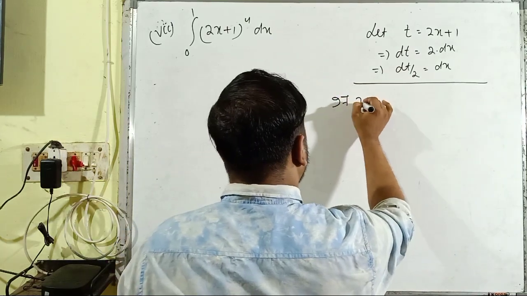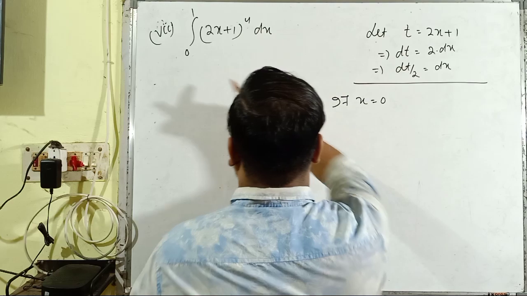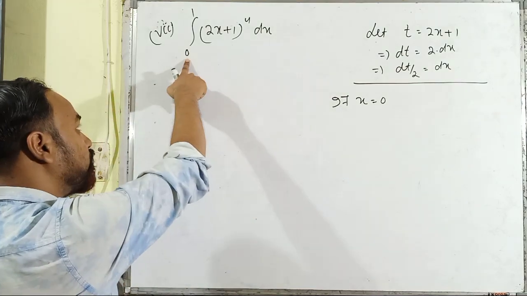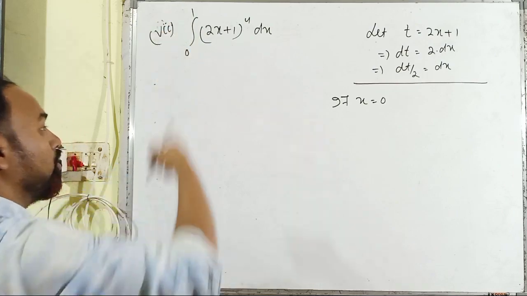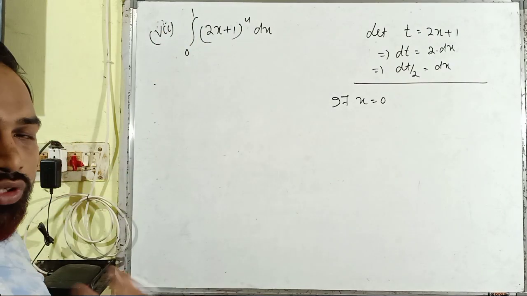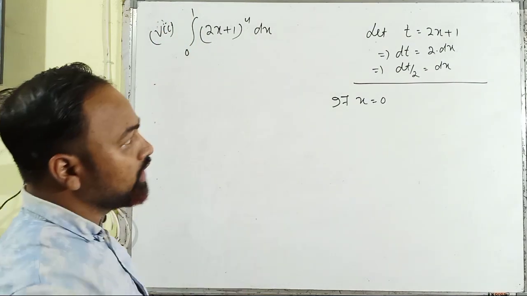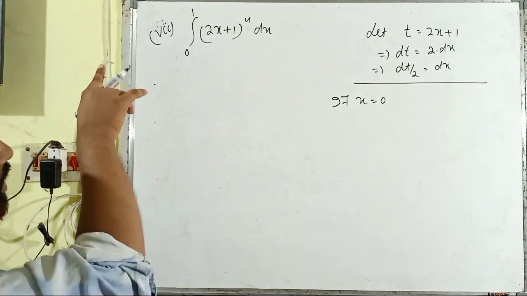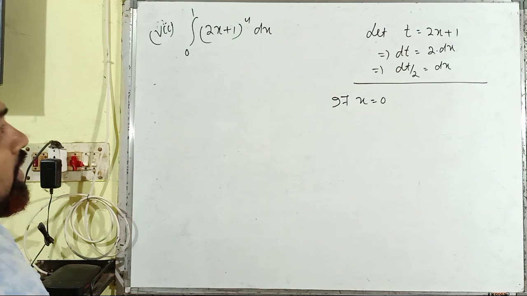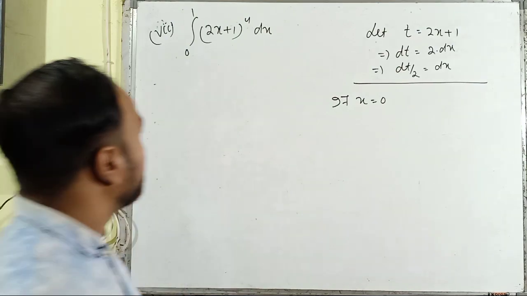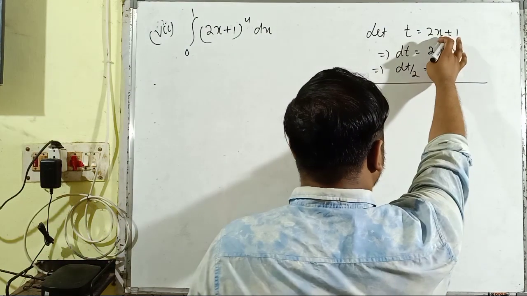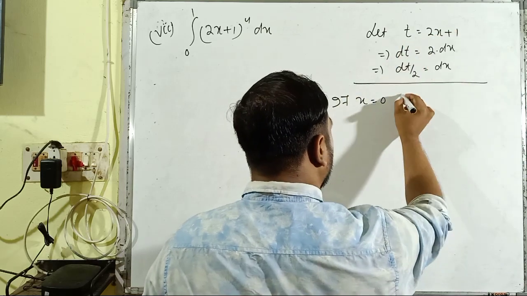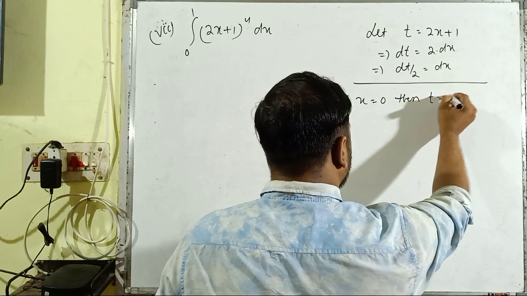If x is equal to 0, because the lower limit is 0 here, we have to substitute also the lower and upper limits according to the new variable. The substituted variable is t, and we have to convert the upper limit and lower limit in terms of t. So if x is equal to 0, then 2 multiplied with 0 plus 1 is 1, then t is equal to 1.